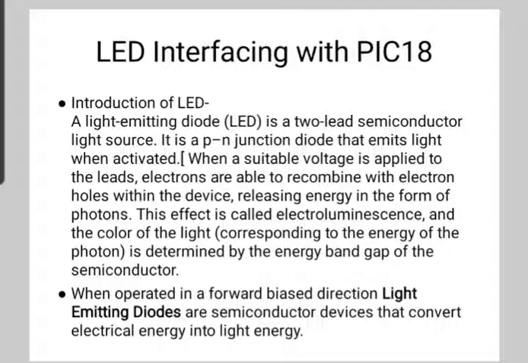So as we know, PIC 18 has approximately 35 input output pins which are used to connect external devices, and these input output pins are divided into 5 ports, that is A, B, C, D and E. The port pins can be configured using a set of corresponding control registers, that is TRIS, PORT and LAT. There are basically 2 ways of connecting LEDs to the controller. One is common anode and the other is common cathode.